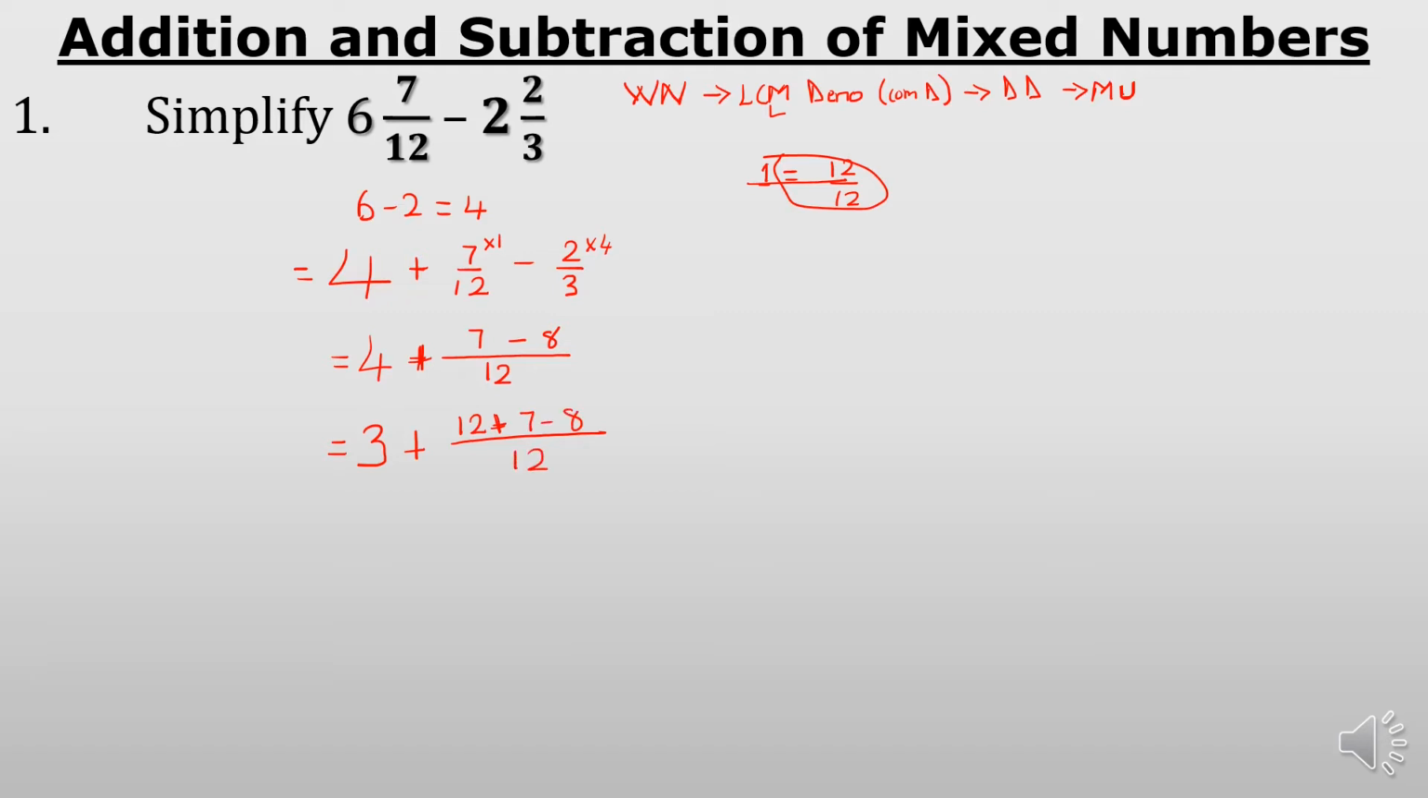Again, you borrow 1 from your whole number, left with 3. Whatever you borrow will change to your denominator. That means if I'm having 20 as my denominator, it will change to 20. If I'm having 100, it will change to 100. Whatever your denominator is, that is what it changes to. Quite clear? So I'm having 3 plus, then 12 plus 7 will give me 19. 19 minus 8 will give me 11 over 12. Of course, my answer then is I'll marry them together, and that will give me 3 whole number 11 over 12. And that's it. Quite easy.